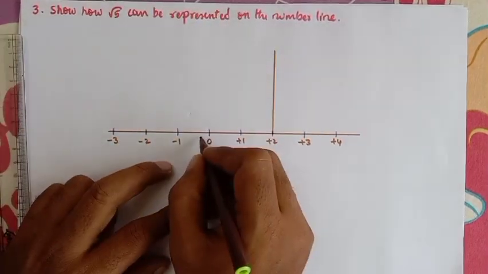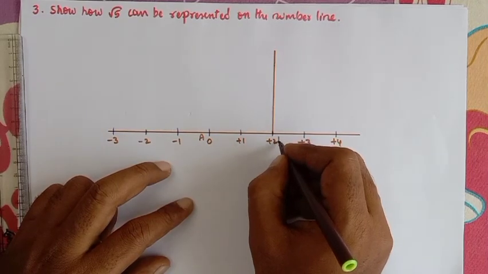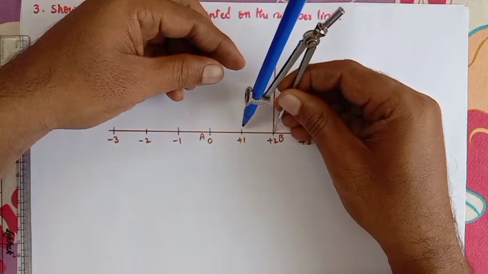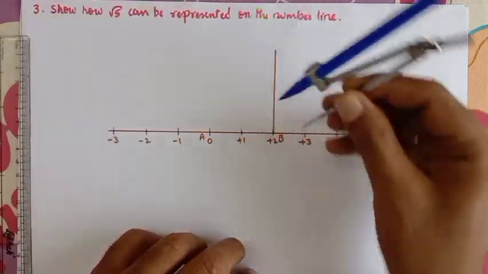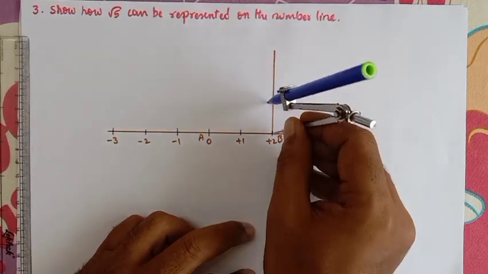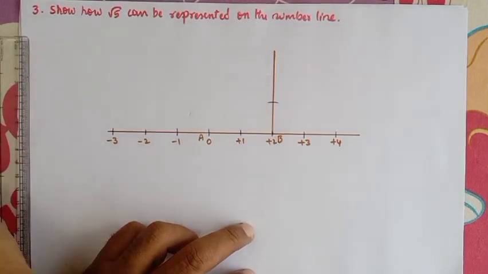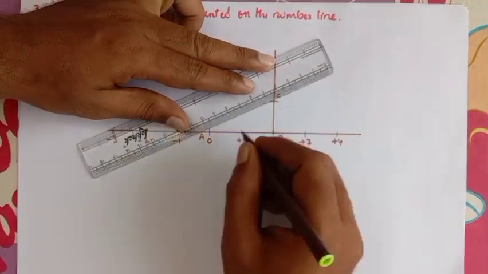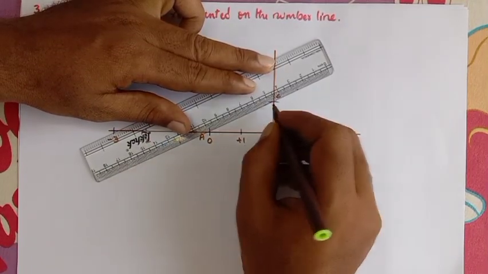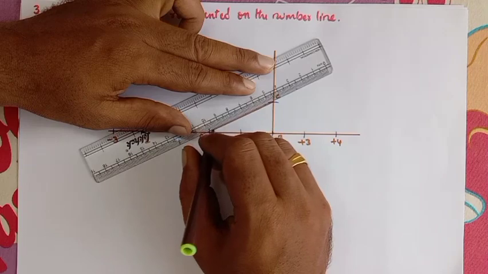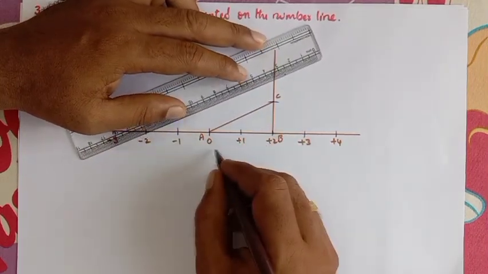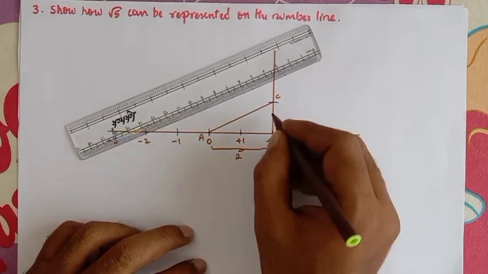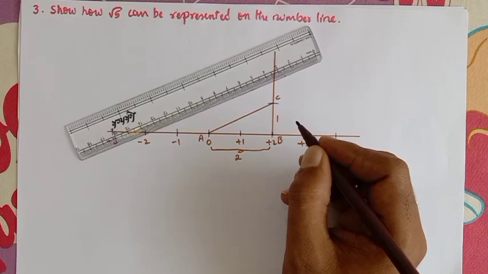Let this point be A, let this point be B, and then we will mark. You see here, this is point 1. I have not changed the compass. From here to here, I will draw an arc. Next, let this be point C, and I will join point A with C. From here to here, the length was 2 units, whereas here it was 1.